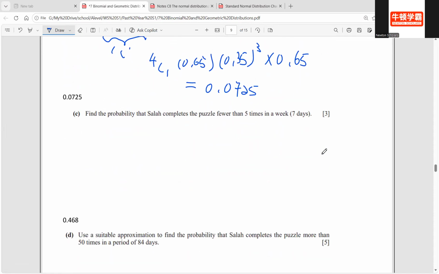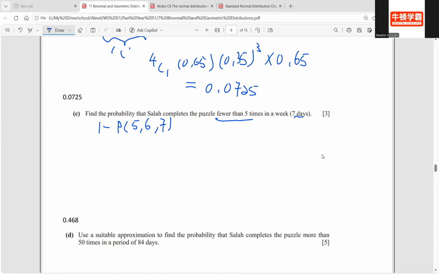Okay, next one. Find the probability that Sarah completes the puzzle fewer than 5 days. Altogether you have 7 days, that means your n is 7. So fewer than 5 means 0, 1, 2, 3, 4. Until 4, so I can write it as 1 minus the probability of 5, 6, 7.